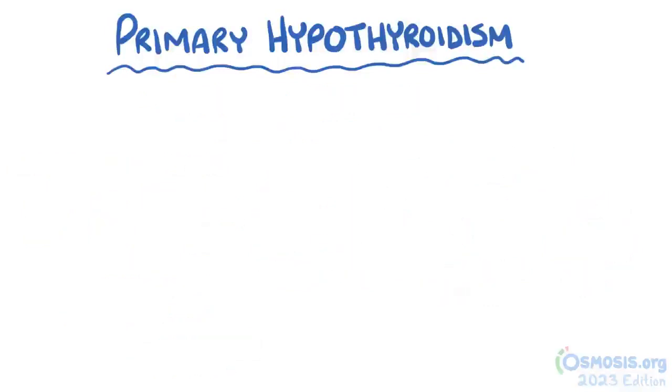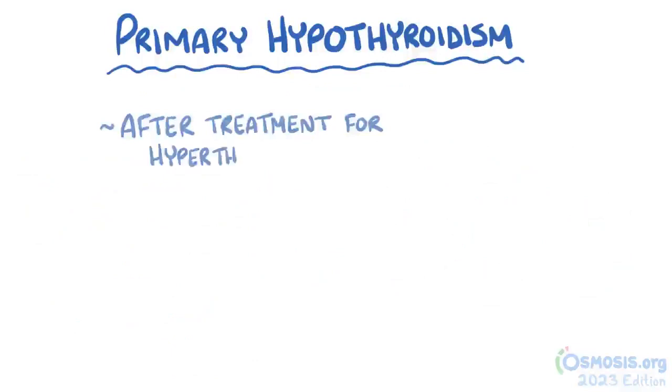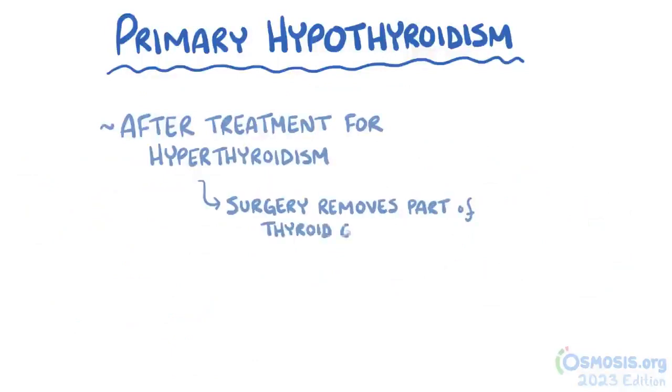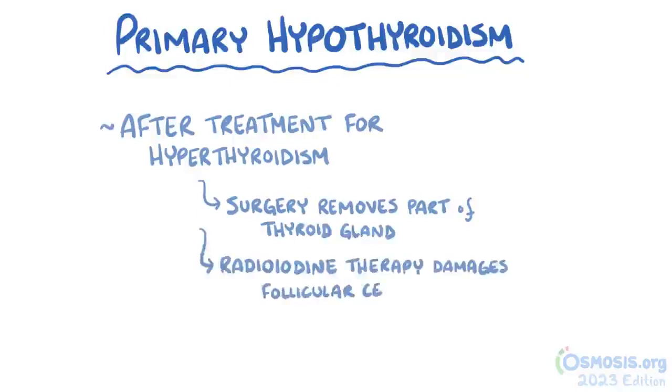Primary hypothyroidism can also happen after treatment for hyperthyroidism, either because the surgery removes part or all of the thyroid gland, or because radioiodine therapy damages too many follicular cells.